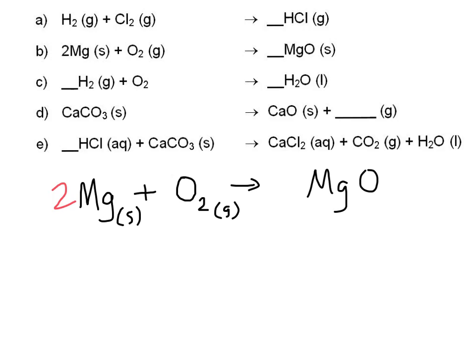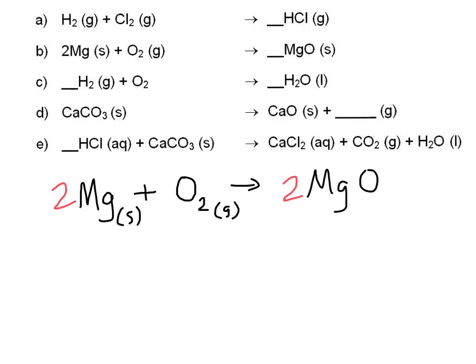So I'm going to start looking at the number of atoms present on either side. You got 2 magnesium here. It's partially balanced already. There is a 2 here, so that means you have to put a 2 in front of this to have the same number of magnesium atoms, which is what I'm going to do now.